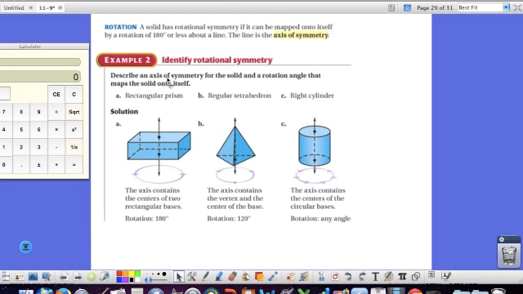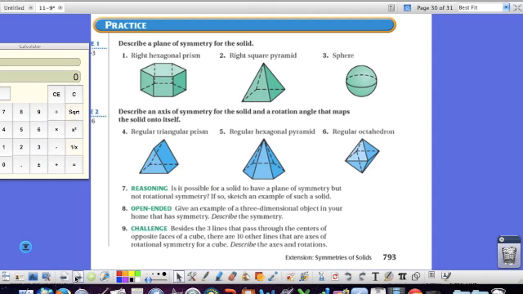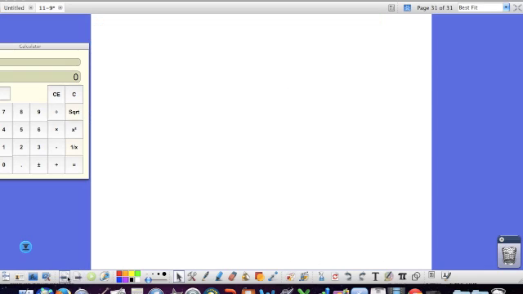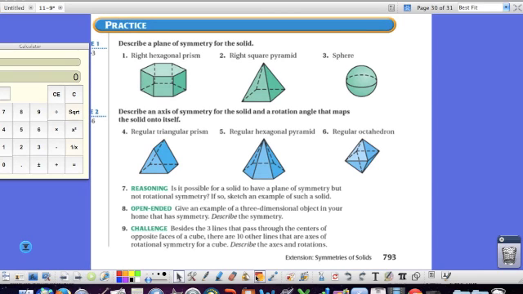Describe an axis of symmetry for the solid and a rotational figure that maps the solid onto itself. So a rectangular prism. The axis contains the center of two rectangular bases and it's a rotation of 180 degrees. The axis contains the vertex and the center of the base. This is a rotation of 120. And on this one, the axis contains the center of the circular bases, so it's a rotation at any angle. And there are going to be a few problems from this page on your homework tonight.